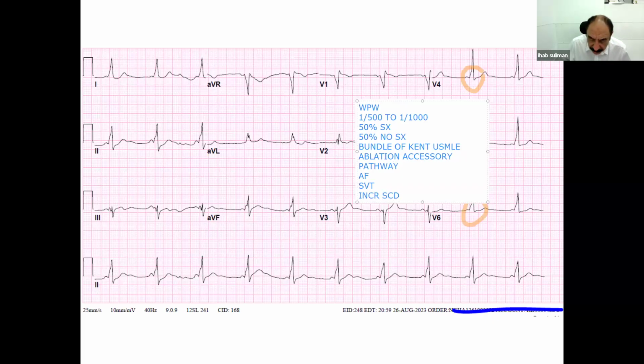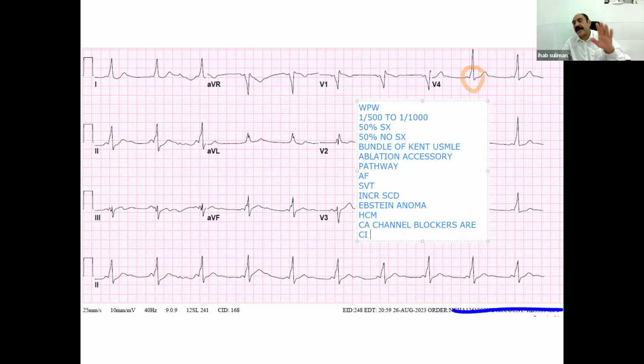So WPW can be associated also with Ebstein anomaly. It can be associated with hypertrophic cardiomyopathy. So WPW is important to recognize, and calcium channel blockers are contraindicated. So these are the facts that you should take into account when you are dealing with a patient with WPW.